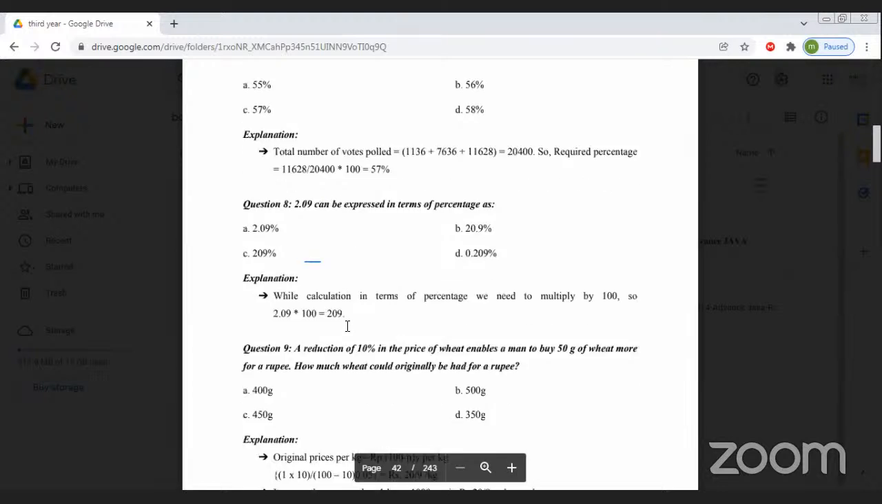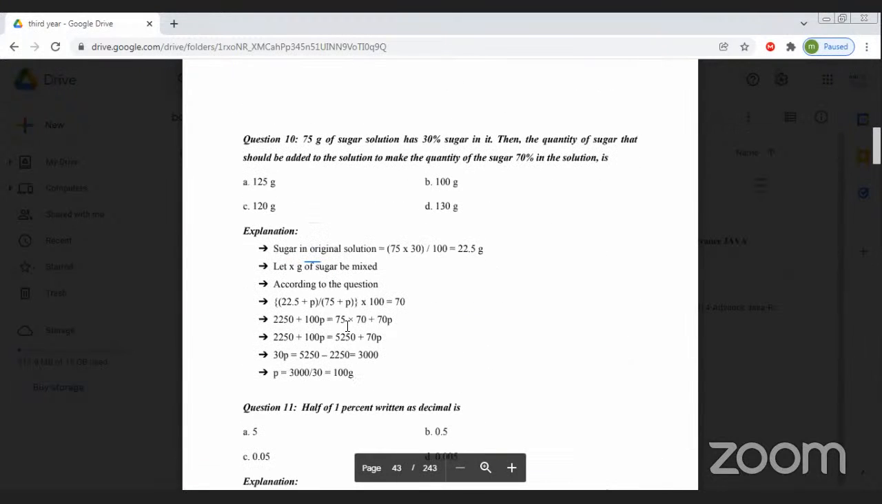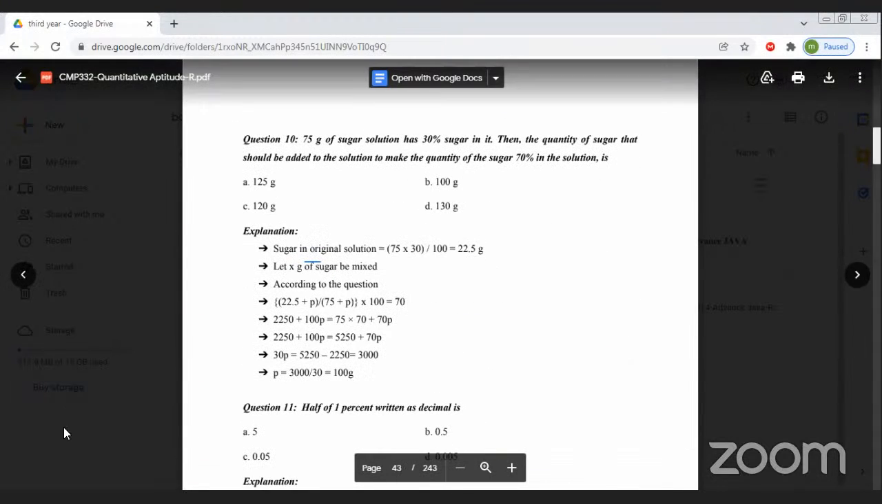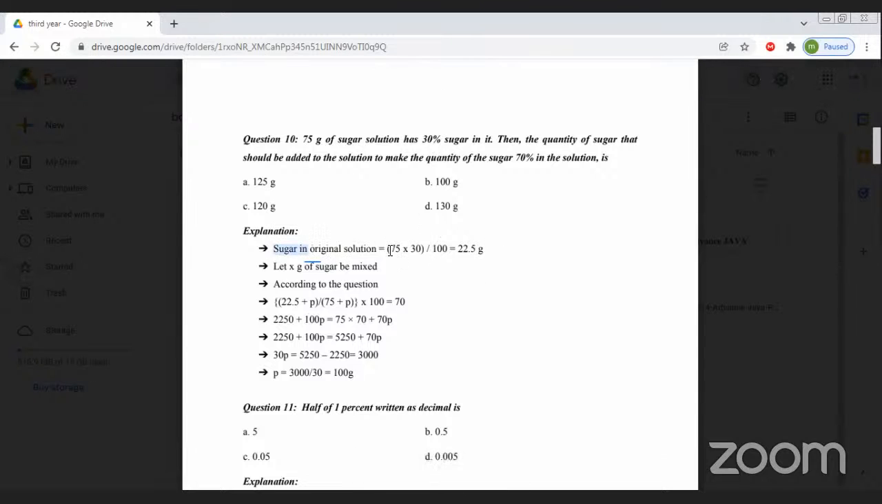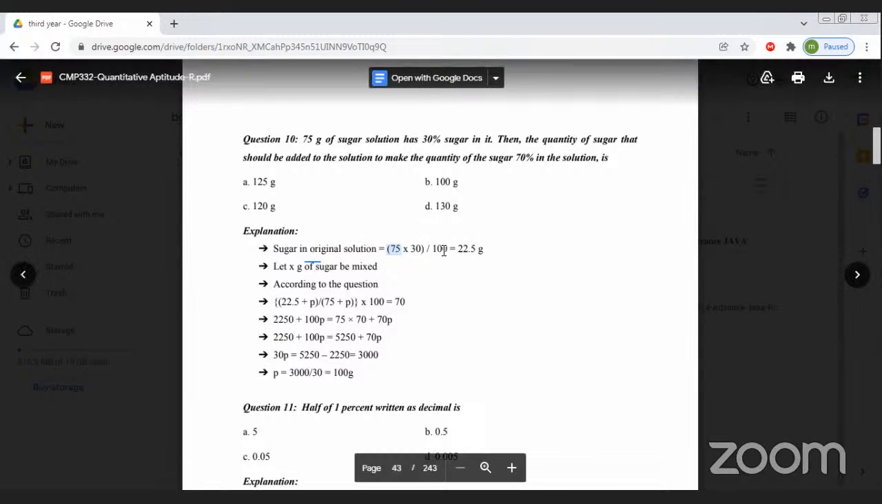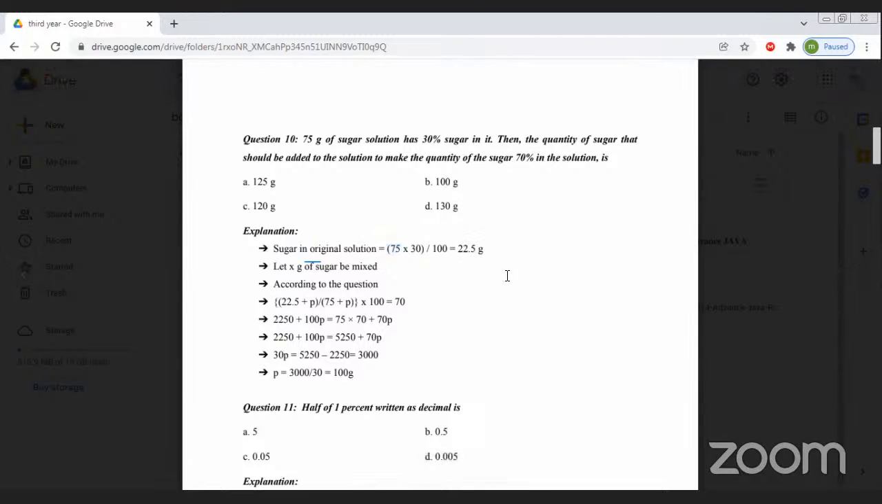Let's take another example now. 75 gram of sugar solution has 30% sugar in it. Now see, 75 gram is the original solution, and it has how much percent sugar? 30%. So you need to find sugar in the original solution, which will be 75 into 30 upon 100. So total I have is 22.5 gram.